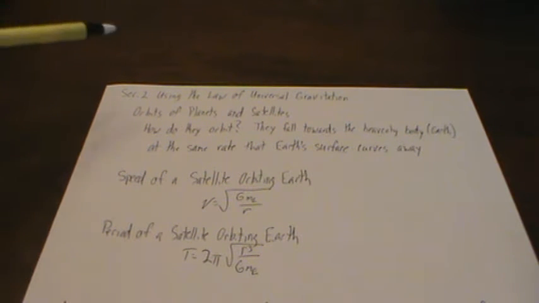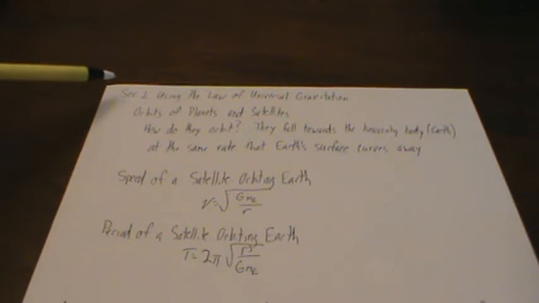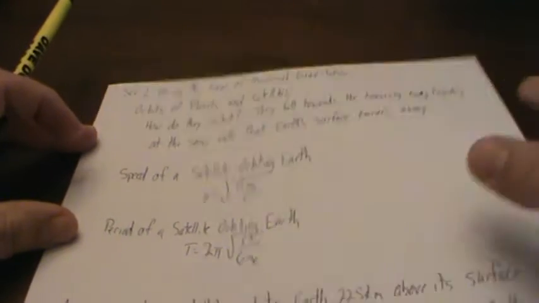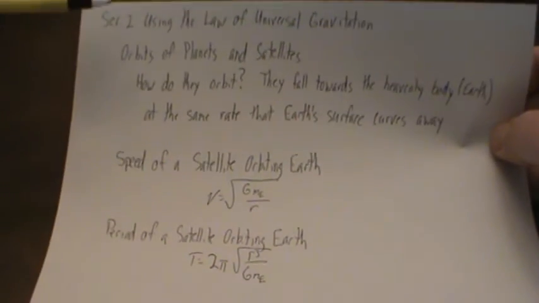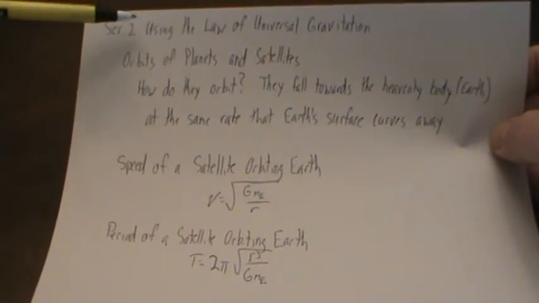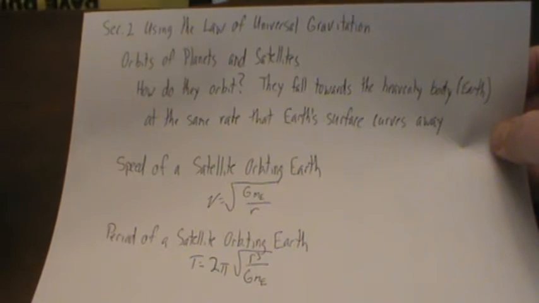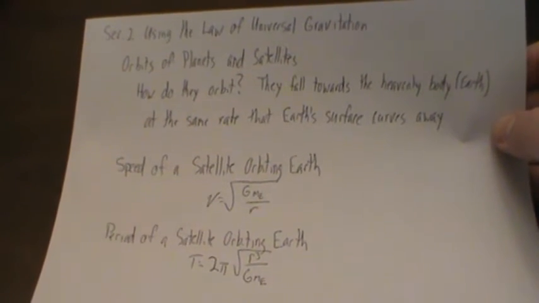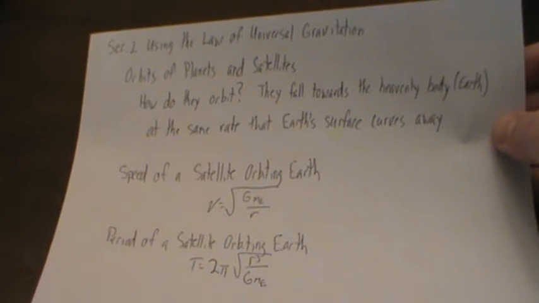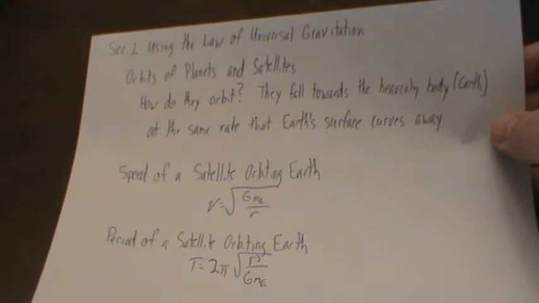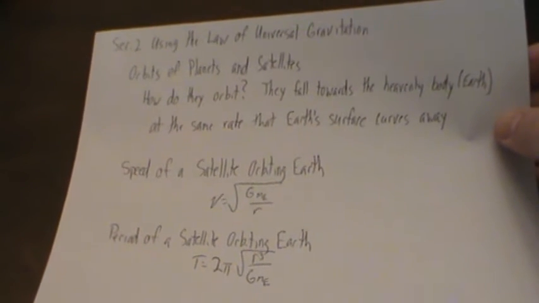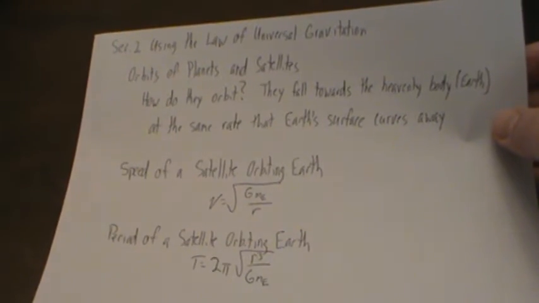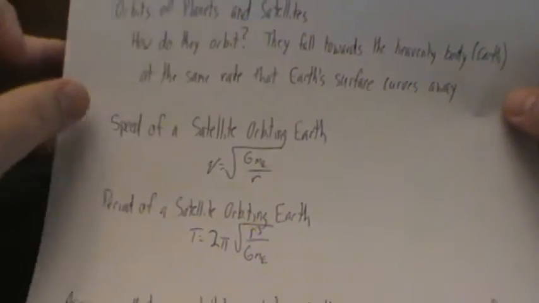Chapter 7 is actually broken up in only 2 sections, and what I'm going to do is break up section 2 into 2 sections in itself. The first part of section 2 that we're going to be looking at today is using the law of universal gravitation. What we're going to be looking at with this video is the orbit, and how fast and how long it'll take things to orbit around a certain heavenly body, okay?